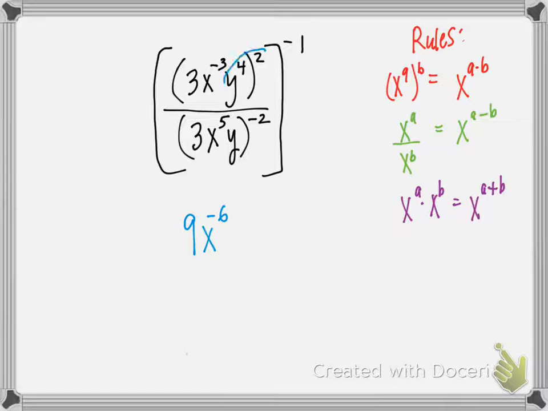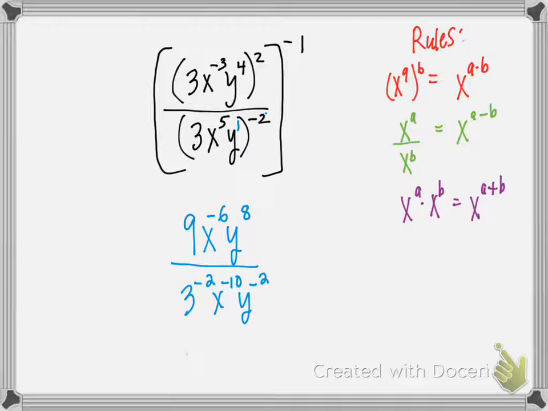And then I have y to the fourth raised to the second, same rule, multiply the exponents, so 4 times 2 is 8. Now let's take a look at this denominator. If I have 3 to the negative second power, I'm just going to leave it as 3 to the negative second. And now I have x to the fifth raised to the negative second, multiply the exponents. 5 times negative 2 is negative 10. And then I have y to the first raised to the negative second. So you're just doing 1 times negative 2, which is negative 2.